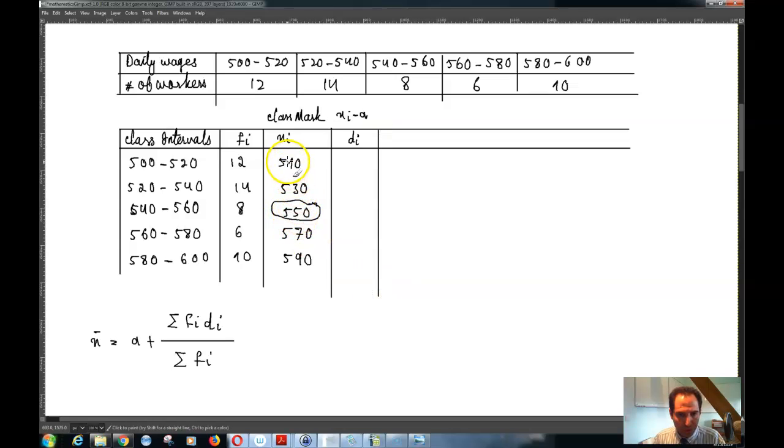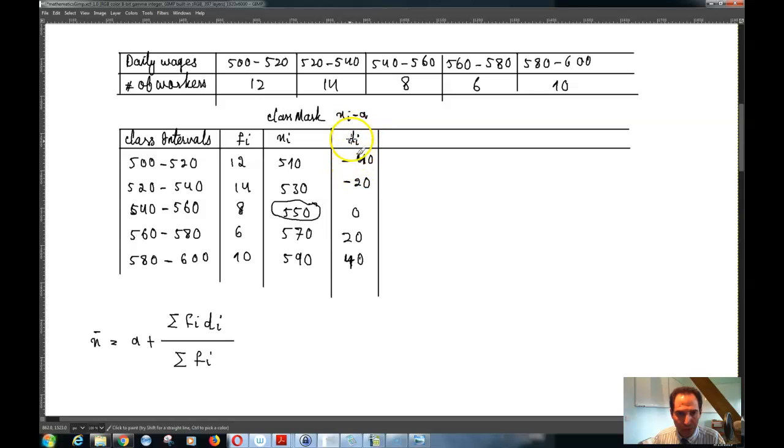So for example, 510 minus 550 is negative 40. You see that the numbers are getting way smaller than the numbers that we had before. 530 minus 550 is equal to negative 20. 550 minus 550 is equal to 0. That is a 20 and that is a 40. And you see that these numbers are already a multiple of 20, meaning that your d of i's are a multiple of your class size.